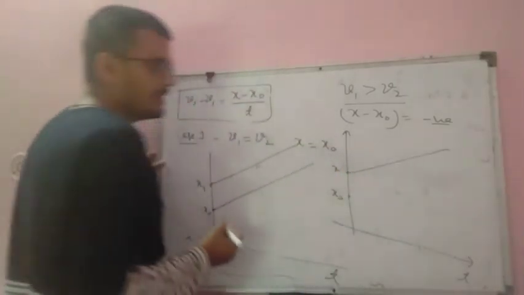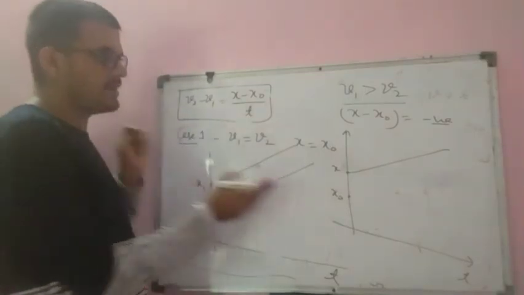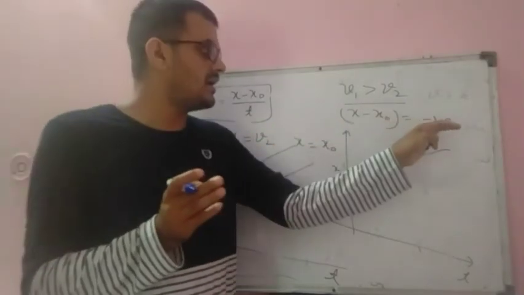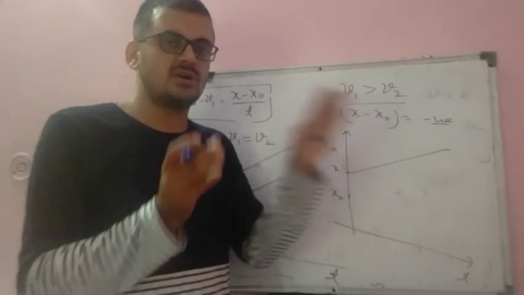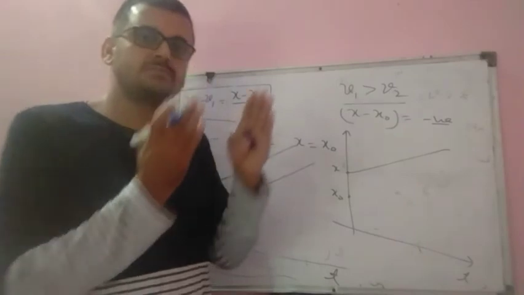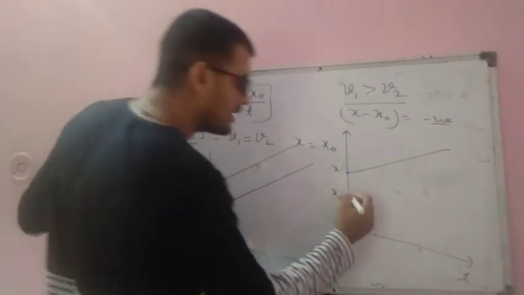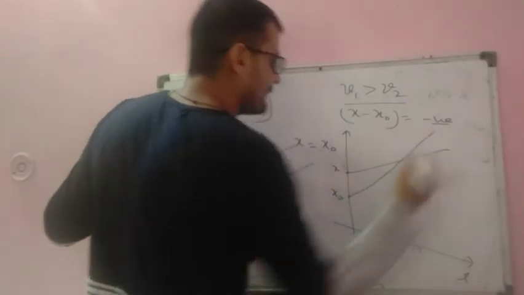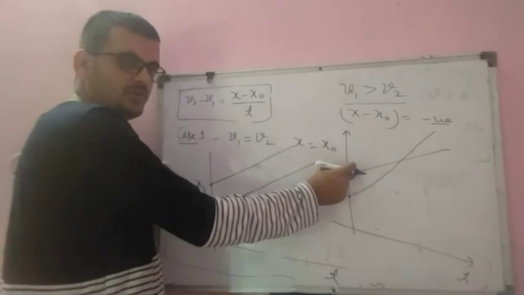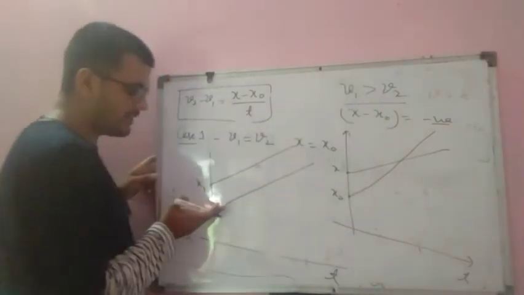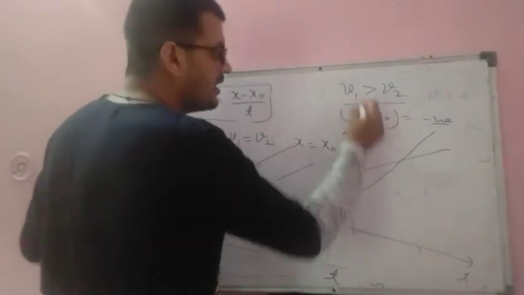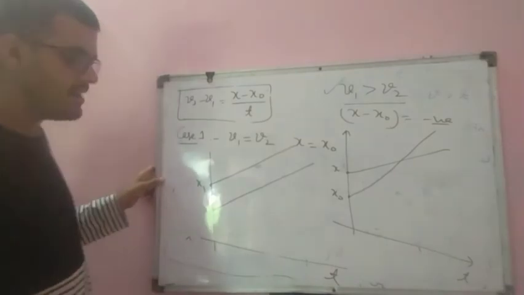So what is the meaning of x minus x naught? Negative of x minus x naught means the area between these two will decrease by the time. How? Like this, okay, because this one is for v1, this one is for v2. It is increasing, means v1 is increasing, means this will move upward like this, okay. This one, this is for when v1 is greater than v2.